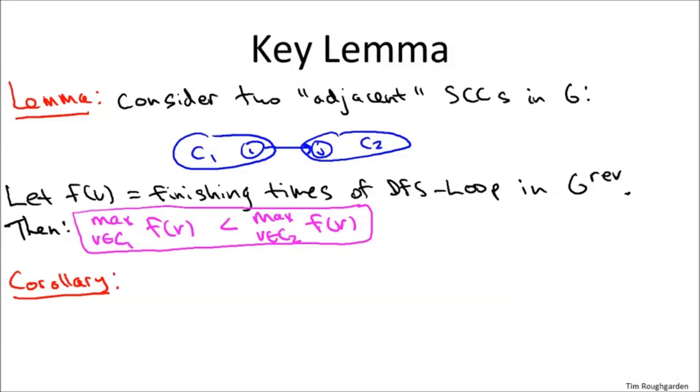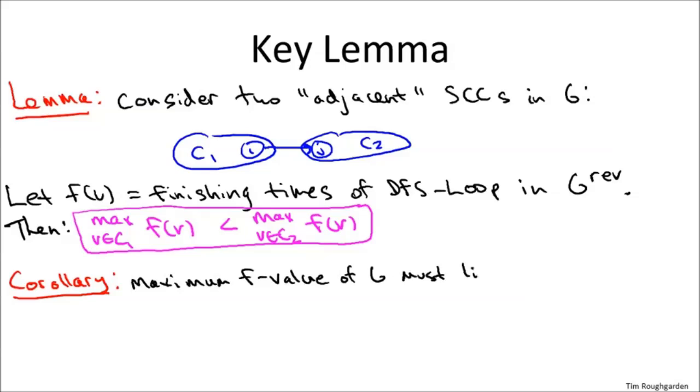Right? So it processes nodes in order from largest finishing time to smallest finishing time. So equivalently, let's think about the node at which the second pass of depth first search is going to begin, i.e. the node with the maximum finishing time. Where could it be? Well, the corollary is that it has to be in what I'm going to call a sink strongly connected component. That is a strongly connected component without any outgoing arcs.